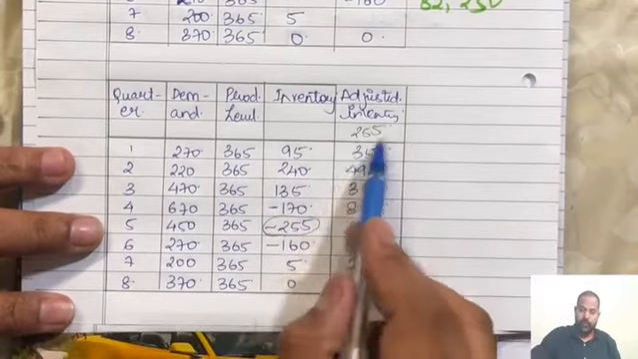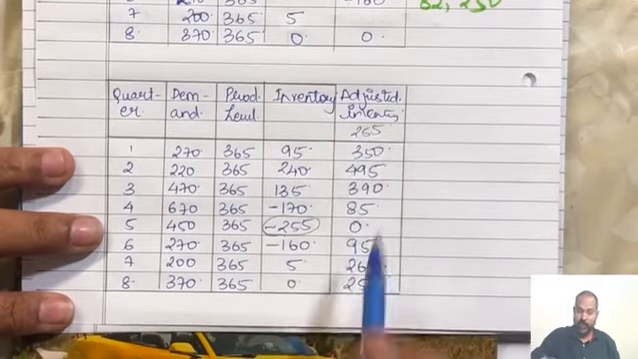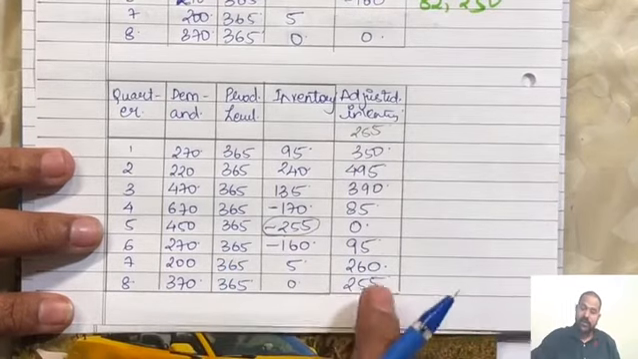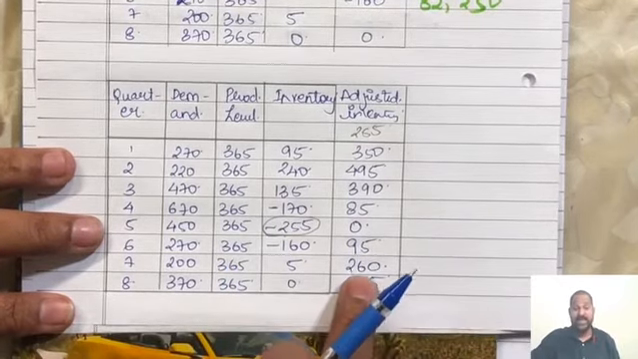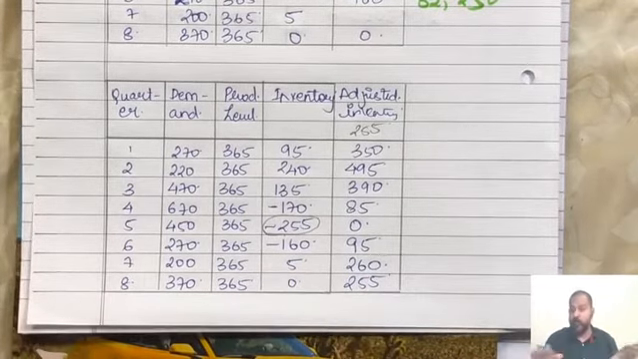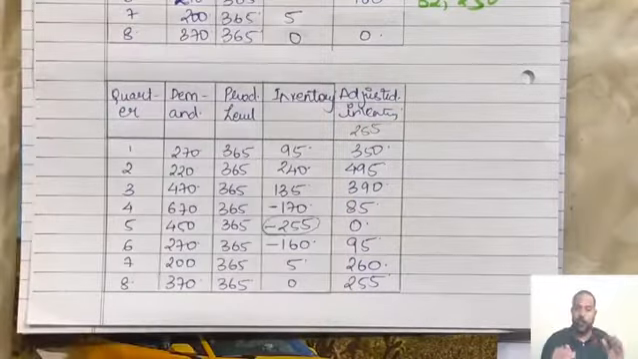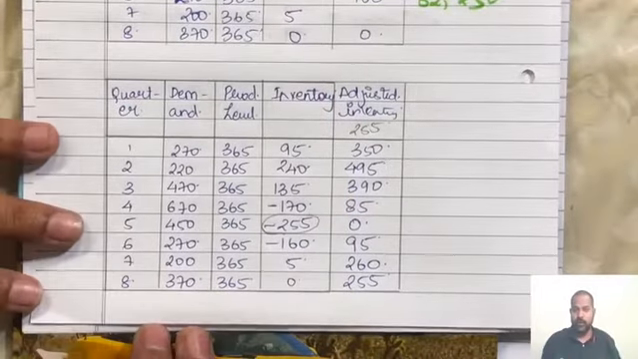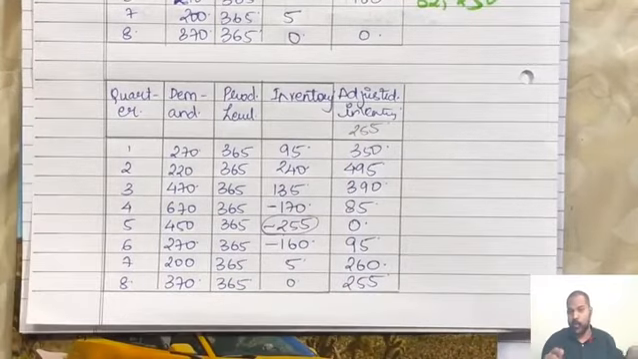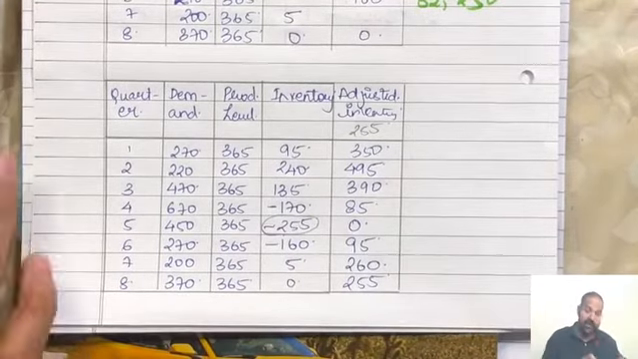Question. Where will I consider the 255? Twice? No. Either consider it here or consider it here because this is at the end of 8 quarters. So this 255 is not 8th quarter's problem. It is the 9th quarter's problem. It will be carried in the 9th quarter. So either consider it here or consider it here. Don't consider it twice.